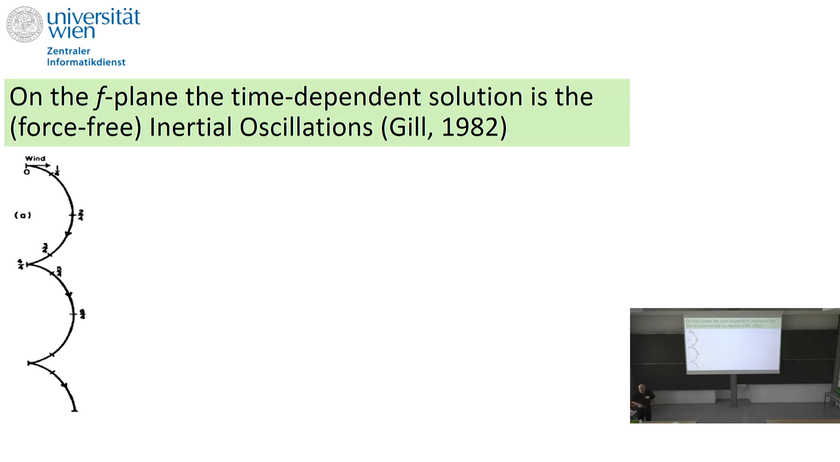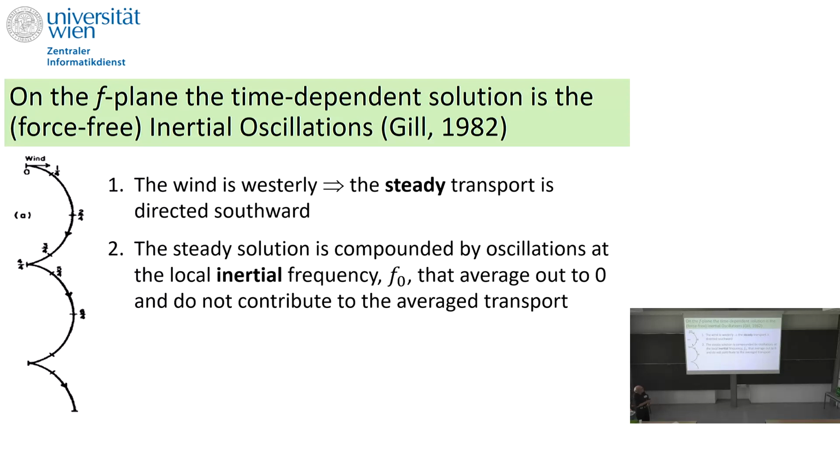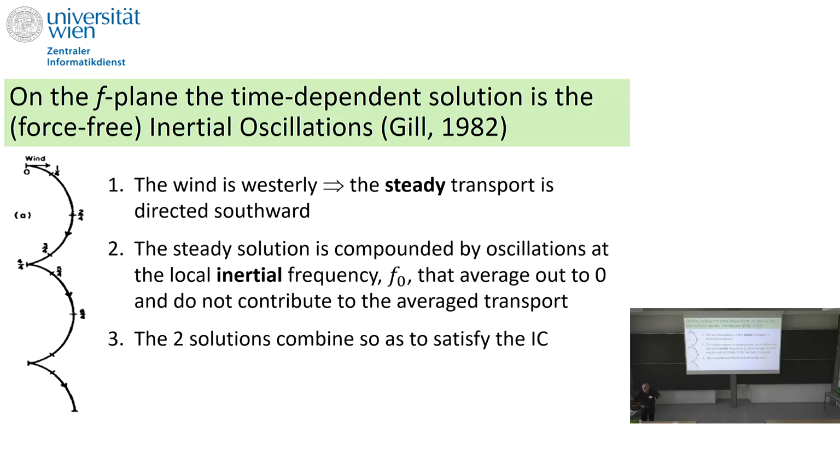So in the case of a westerly wind or eastward directed wind stress, you have a steady solution that goes that way, and it is compounded by inertial oscillation. And since f, the Coriolis parameter, the Coriolis frequency, is constant, the frequency of those oscillations is precisely the frequency of the local Coriolis frequency, which is f0. And the two are combined together so as to start with, say, initial velocity at time equals 0 being 0. Because if you start with 0 initial conditions, just combine the two and you get this cycloid.